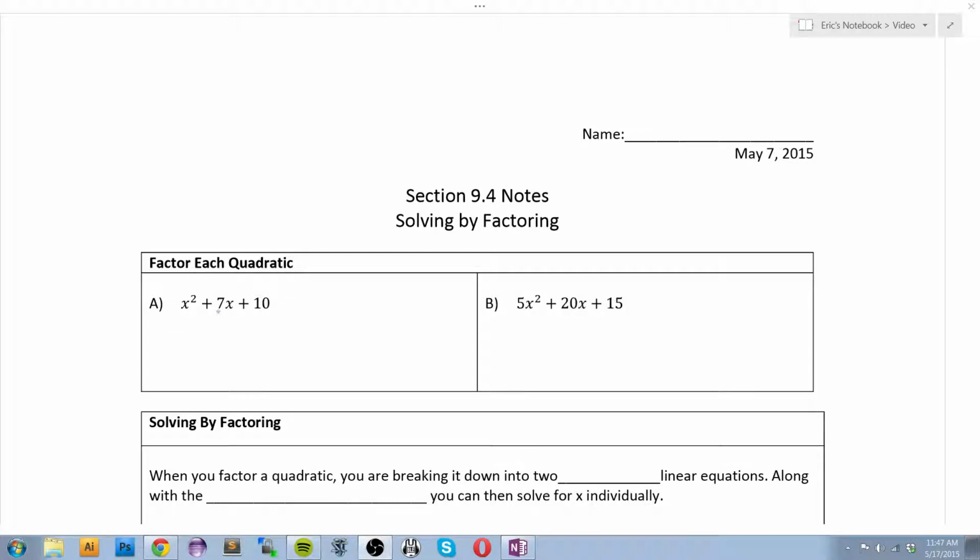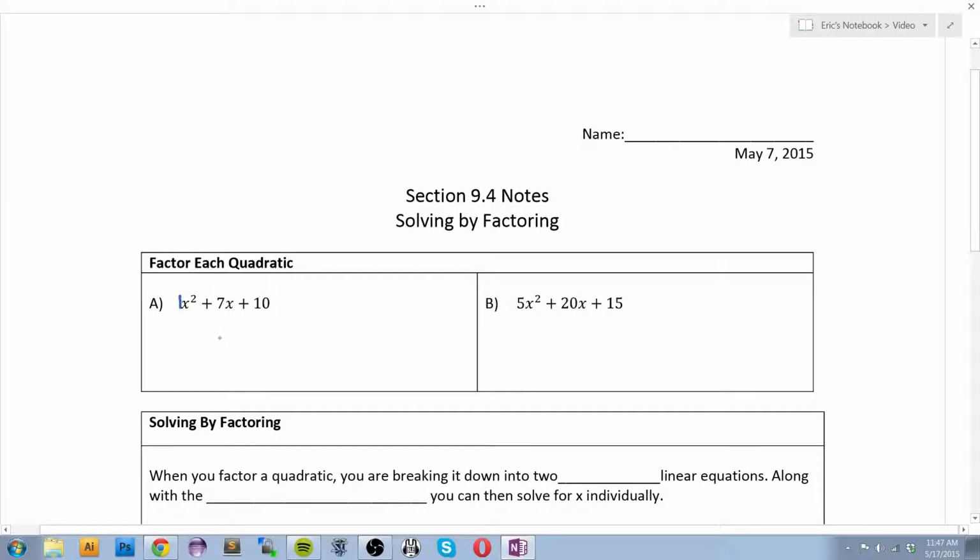We have x squared plus 7x plus 10 and 5x squared plus 20x plus 15. Now when we were going over the factoring unit, I made a big deal out of looking at the x squared term and that being a clue for what your first step might be.